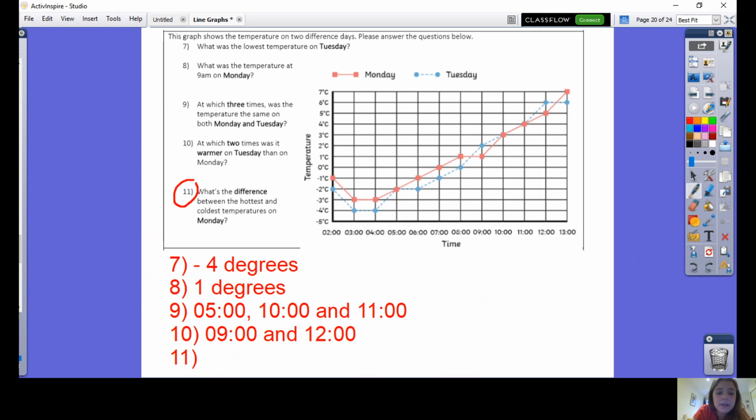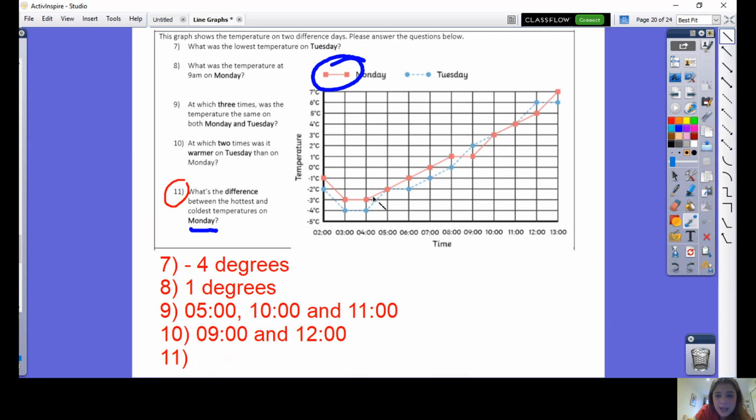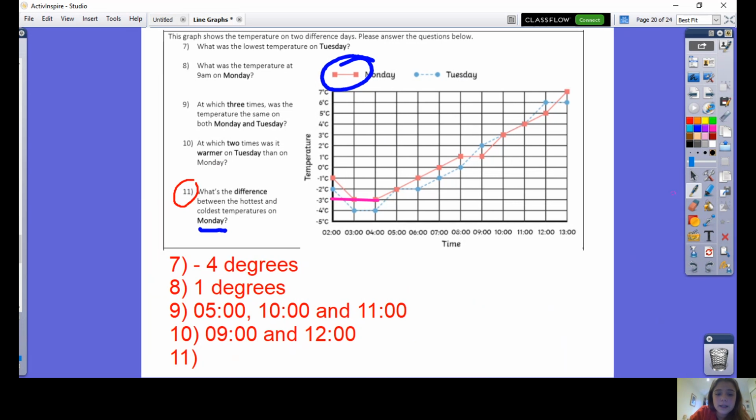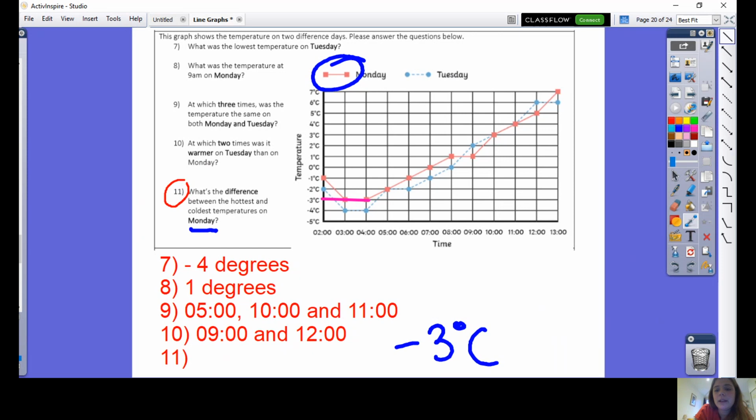What's the difference between the hottest and the coldest temperatures on Monday? Monday was the red one. So I'm looking for the coldest temperature on Monday. That's not necessarily the first temperature. Here is the line when it's at its lowest. The coldest temperature is -3 degrees. So that's -3 degrees. The hottest temperature on Monday, remember you're looking at the red line, is all the way at the top of the scale. That's 7 degrees.